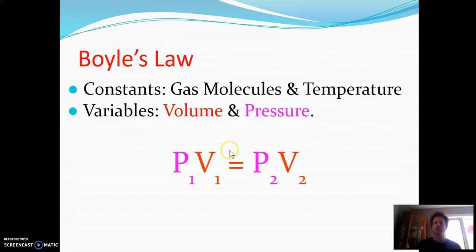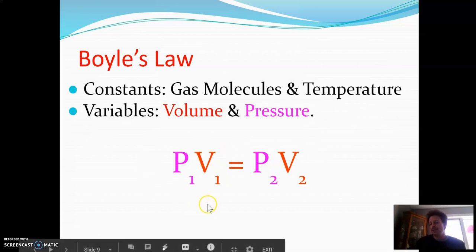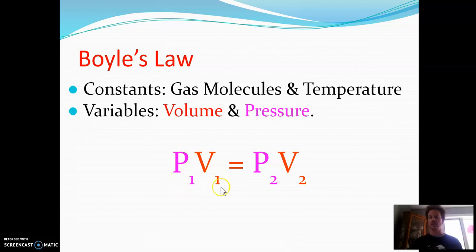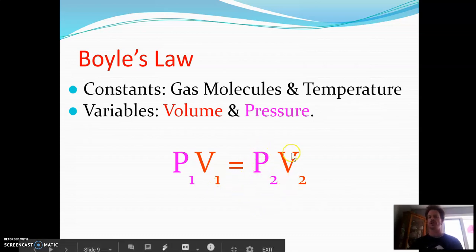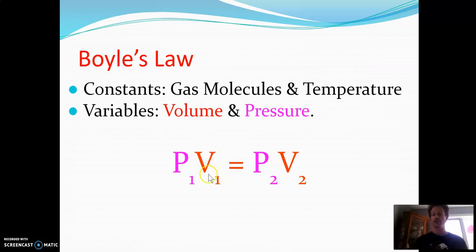We have the equation here, again pretty simple. P1 is the pressure initially, and V1 is the volume initially. Then we change one of those and come up with a new pressure and a new volume. So if we have a pressure of 1 atm and a volume of 100 liters, and we have a new volume of 200 liters, what happens to our pressure?